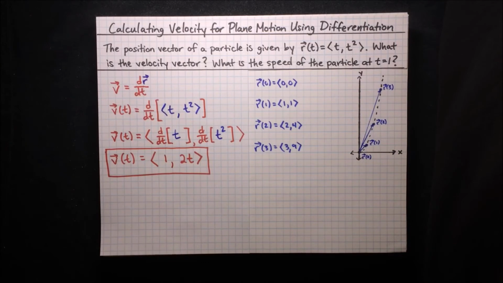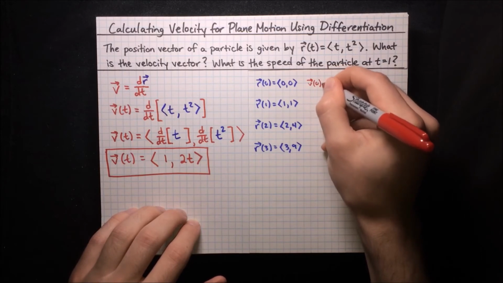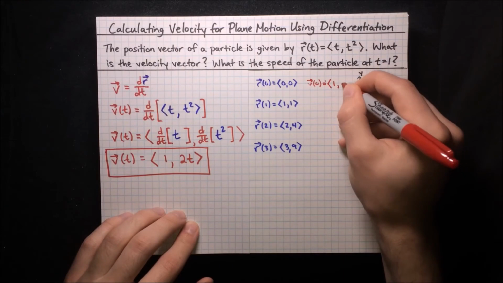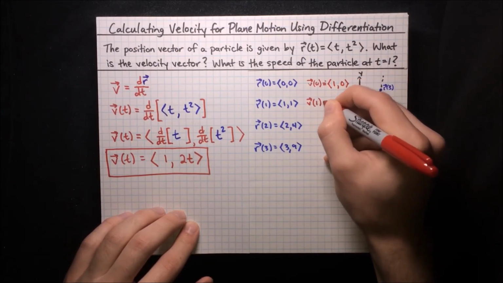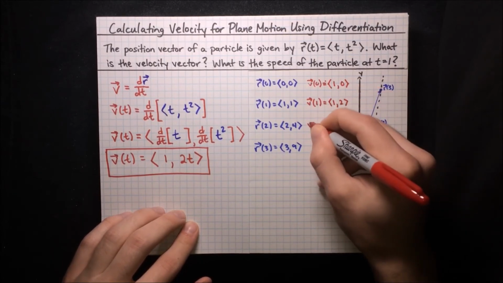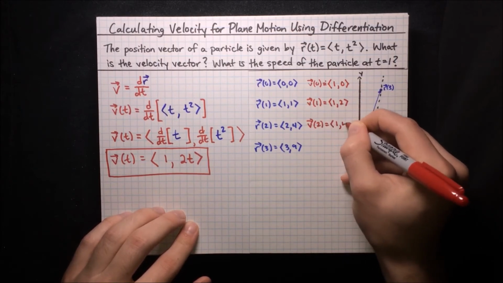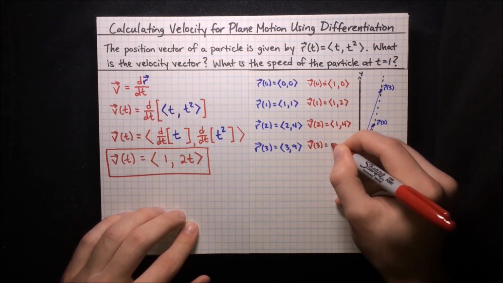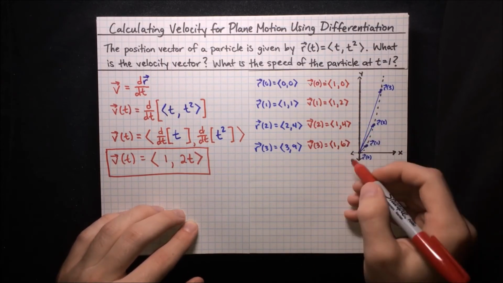Now let's get some velocity vectors. So at time t equals 0, v of 0 is equal to 1, 2t, so 1, 2 times 0, so 1, 0. And then v of 1 is equal to 1, 2 times 1. V of 2 is equal to 1, 2 times 2, so 1, 4. And v of 3 is equal to 1, 2 times 3, so 1, 6. And we'll go ahead and draw these in the graph as well.